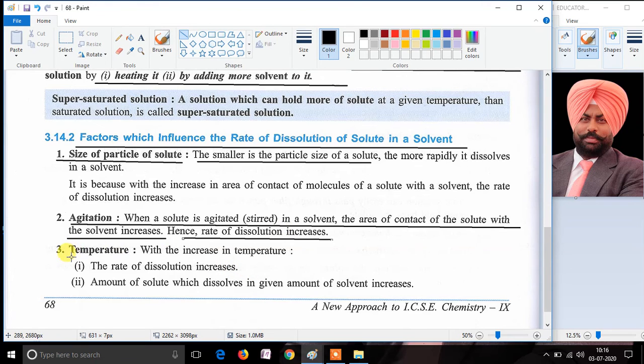The third factor is temperature. With the increase in temperature, the rate of dissolution increases, means as we increase the temperature, more solute can be dissolved in solvent. And the amount of solute which dissolves in a given amount of the solvent increases. If the amount of solute increases, then the dissolution will decrease, and if the amount of solvent is increased, then the amount of dissolution also increases. So that's all in this video.